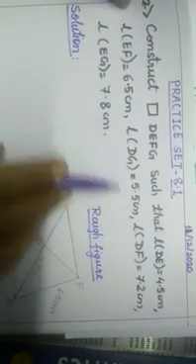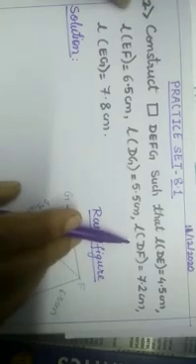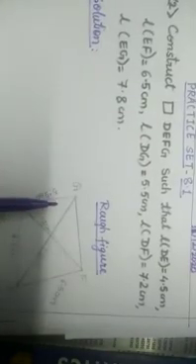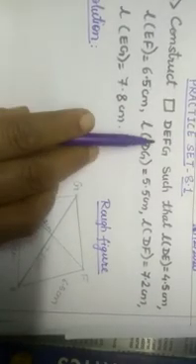Children, see here all the lengths are given, isn't it? So with the help of these measures we will draw a rough figure in this way. Okay, so I have drawn the rough figure here, and simultaneously we will construct the figure, that is quadrilateral DEFG. So let us start now.